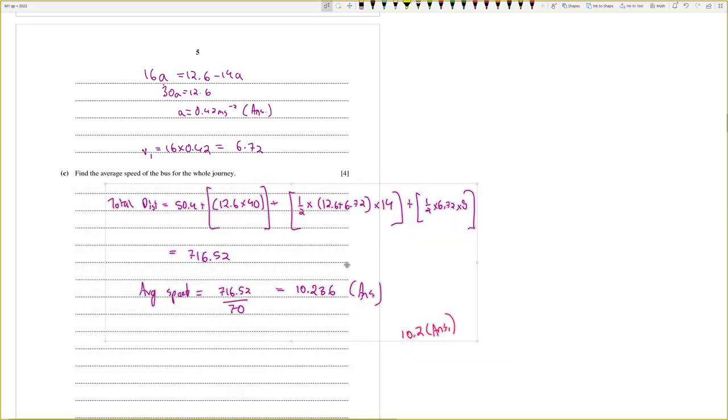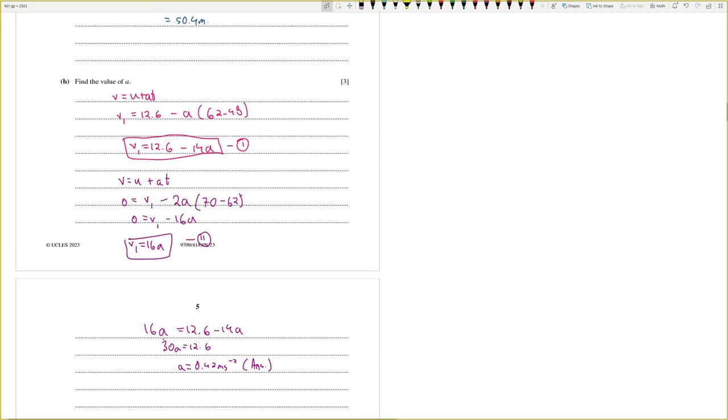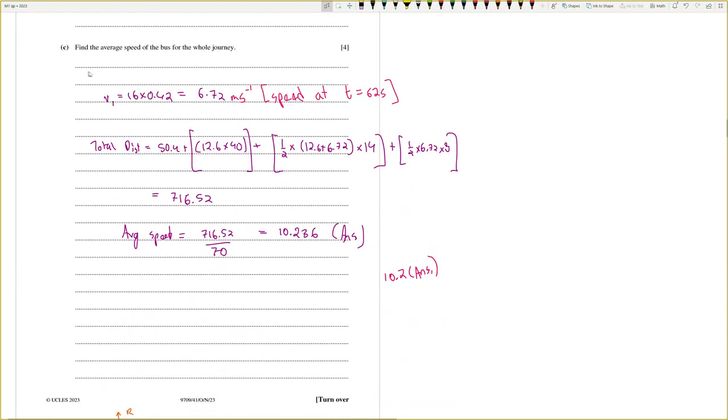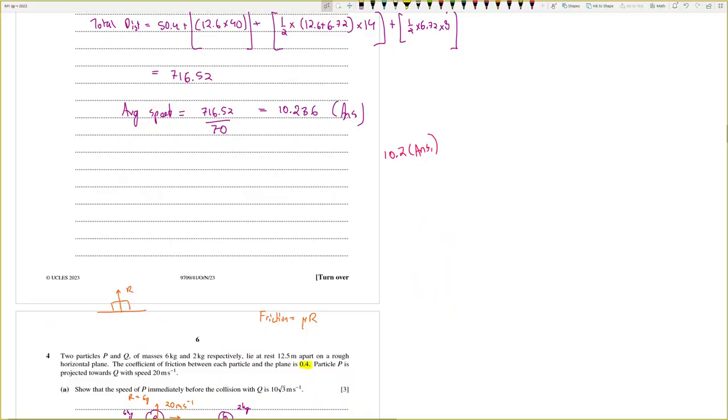And also one other thing that I need to mention is, please show the working of finding out V1, right? The speed at time 62. This is the speed at time 62 seconds. The final velocity of phase 1 that I called, in this part there was 1 mark for showing this over here rather than over here. Okay, so that's that. Moving on to question number 4.